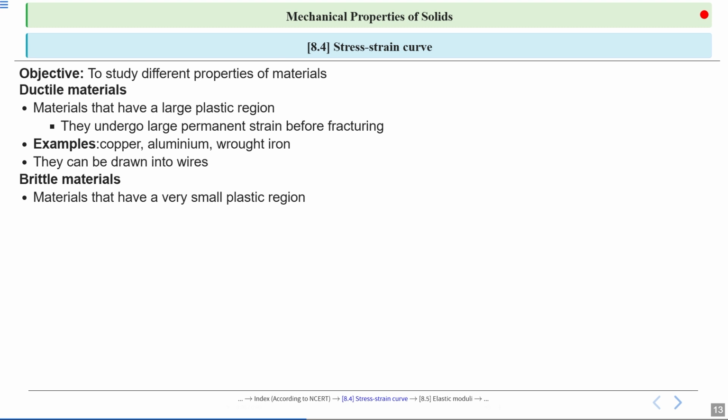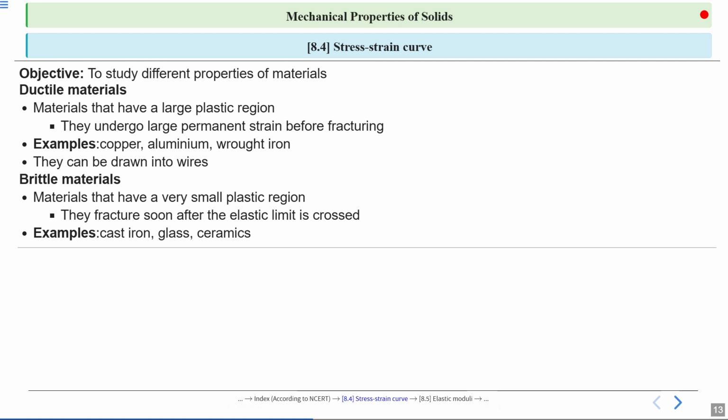Brittle materials have a very small plastic region. This means they don't deform much before breaking. As soon as the force exceeds a certain limit, called the elastic limit, these materials fracture almost immediately instead of stretching or bending. Brittle materials fracture soon after the elastic limit is crossed.